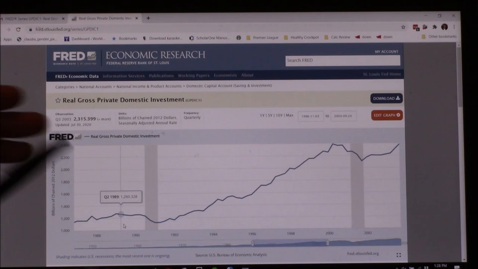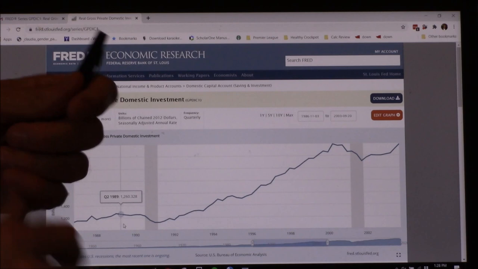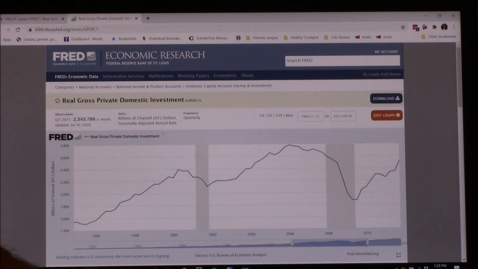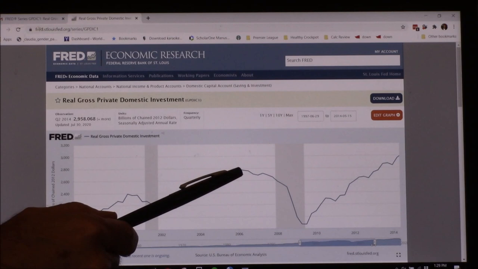And there had actually been a downturn back here as well. So net, although it's pretty flat on this one here, the last one is down. Let me go to the financial crisis. Yeah, there's the financial crisis. This one here is the financial crisis right there. Look at what investment's doing for over a year.